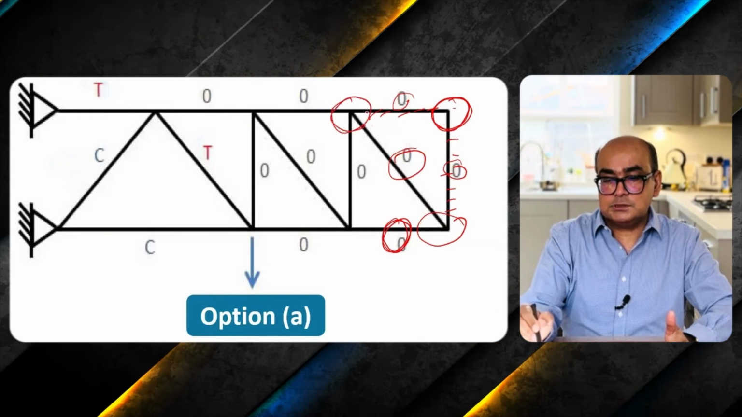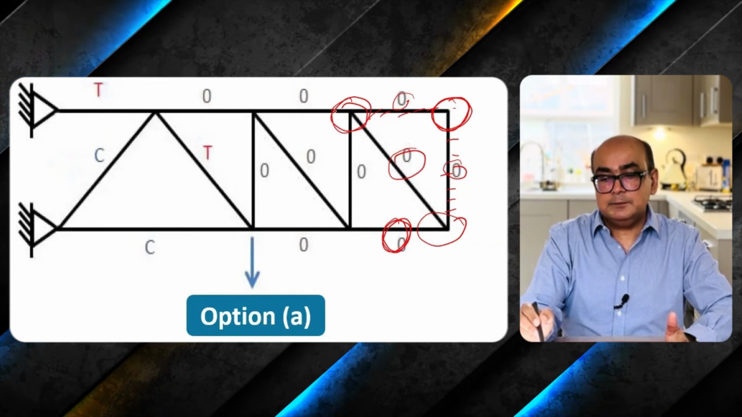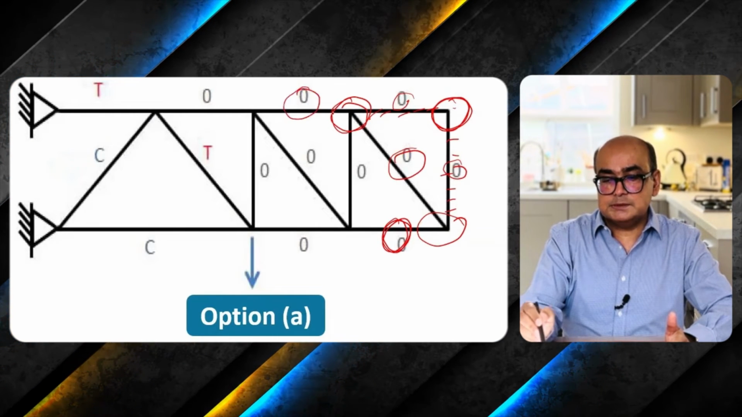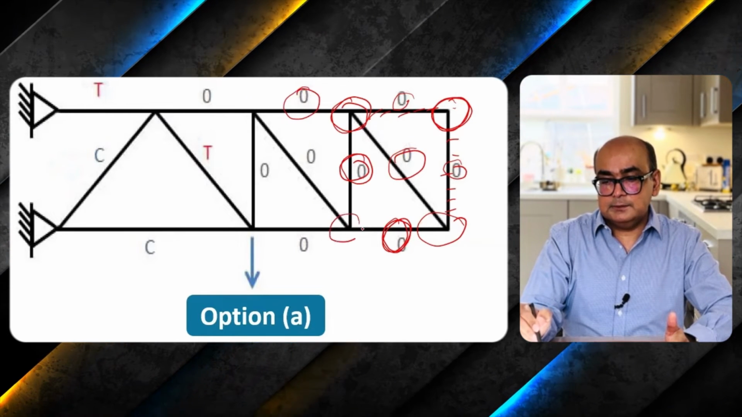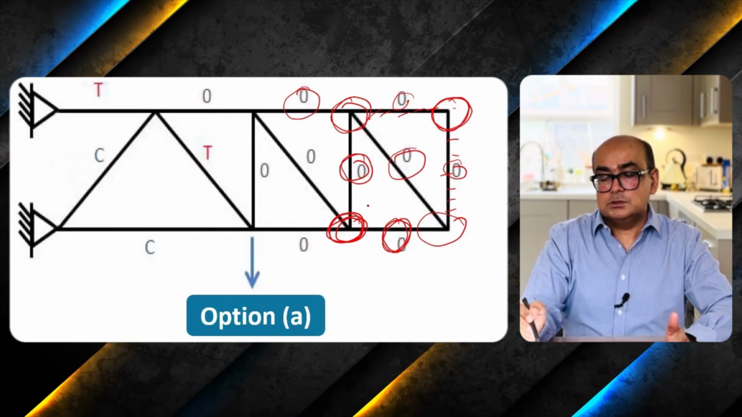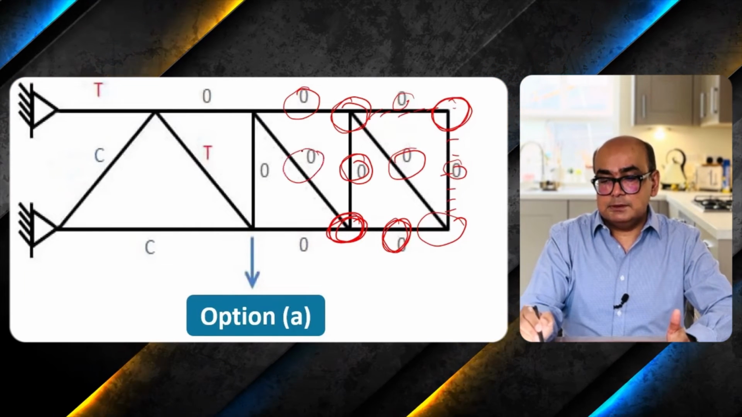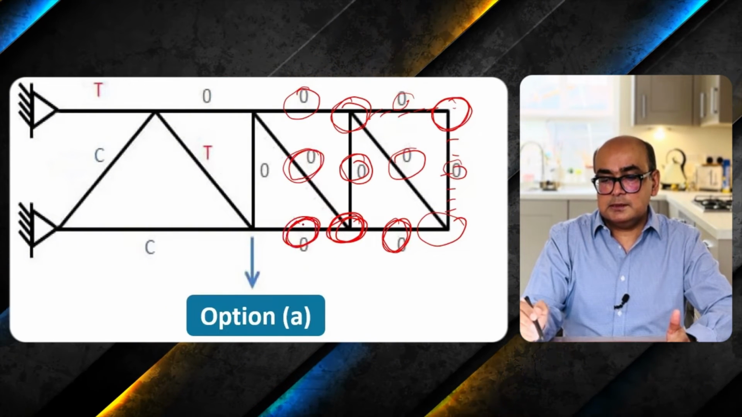Now I reach this joint over here. With this joint, I have again two members connected. So these two members will be zero force here and zero force here. And finally, I come to this joint here. This is again connected with two members. There will be zero force here and zero force here as well.